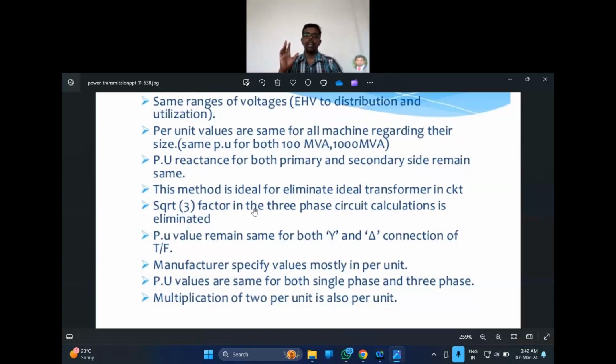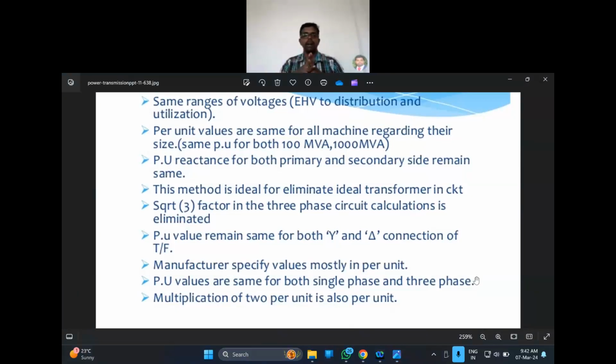And manufacturer specified values are mostly in per unit. If you are buying a new generator and you read the manual, they will be mentioning it in per unit. So easily you can calculate. The generator is in per unit, the transmission line is in per unit, so the calculation will be easy. Next, per unit values are the same for both single phase and three phase transformers.